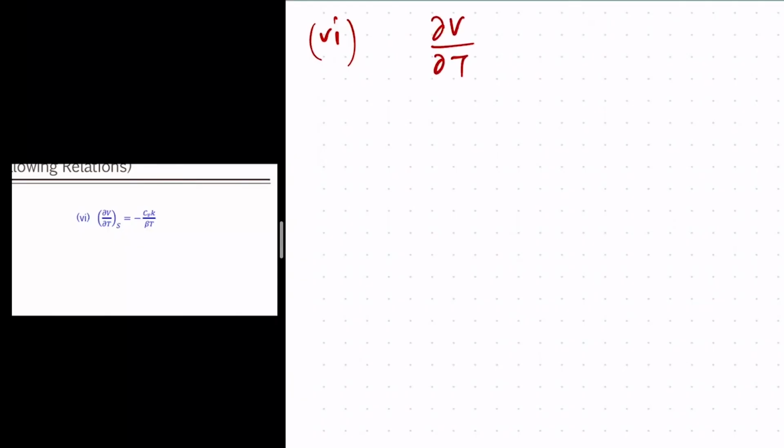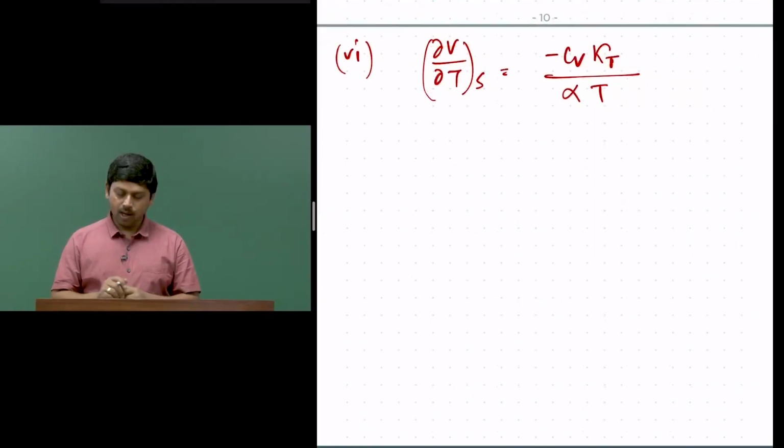Del V del T at constant S, we have to show that it is minus C V. I think kappa denotes kappa T according to the notation, and beta is nothing but alpha. So, we have to show this. Now, once you see that we have to break the thermodynamic relations into the heat capacities finally, like alpha, kappa T, C V and all that, then we know that we have to use Jacobian. We have to break down all possible ways. So, we will just straight away do that, because that becomes extremely straightforward using Jacobian.